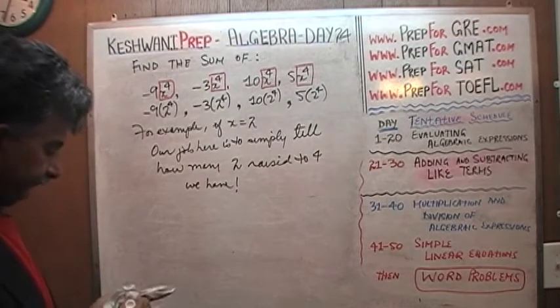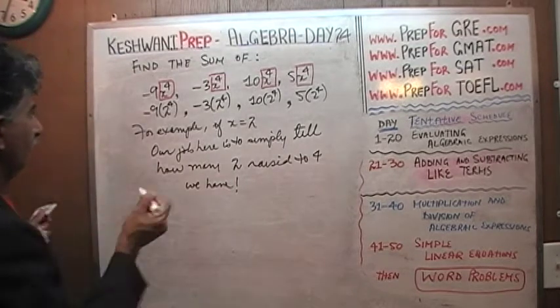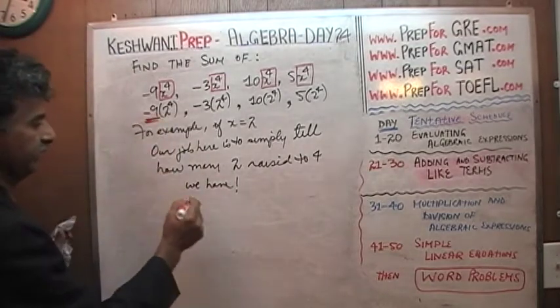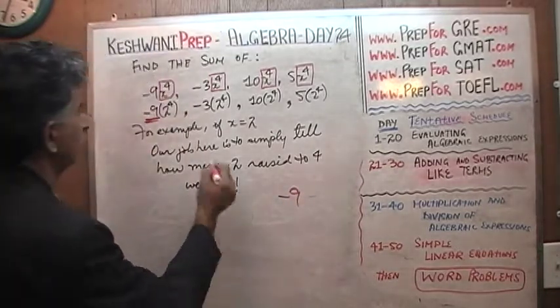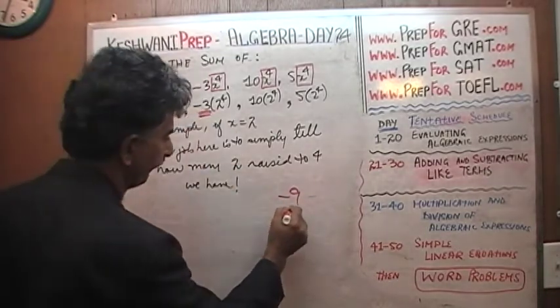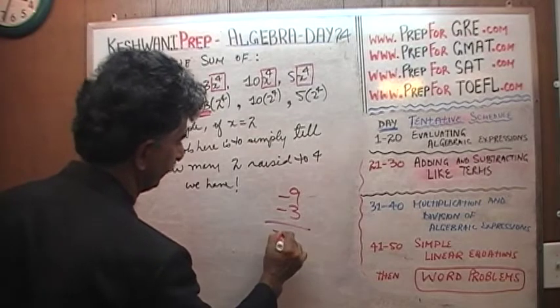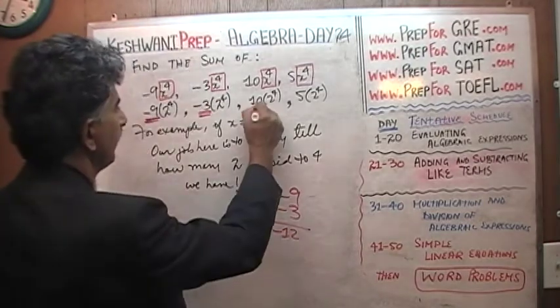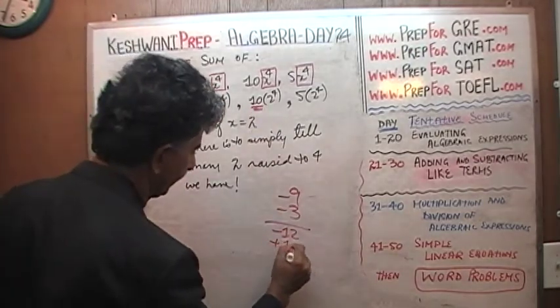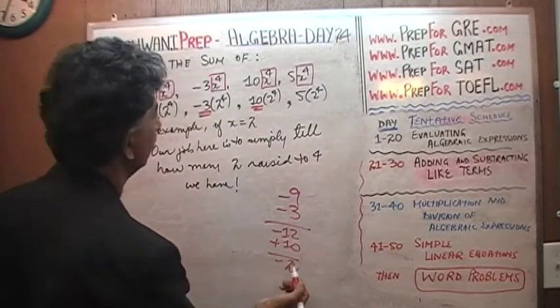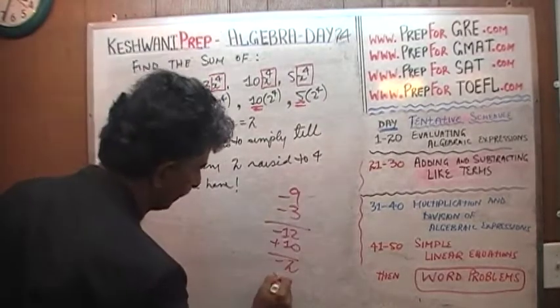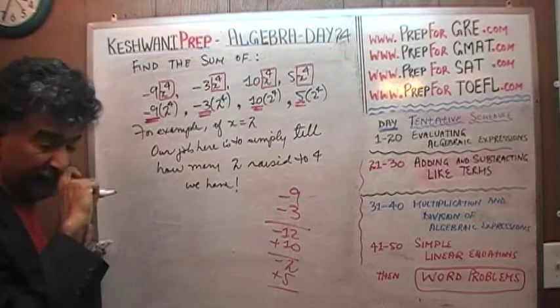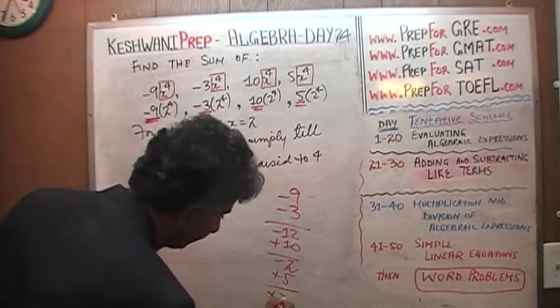Well, let's see. We have a negative 9 here. Let's make a note here. Negative 9. Then we have a negative 3. So far it's negative 12. Then we have a positive 10. Positive 10 and a negative 12 give us negative 2. And finally we have a 5. A negative 2 plus a 5 will give us positive 3. There you go.